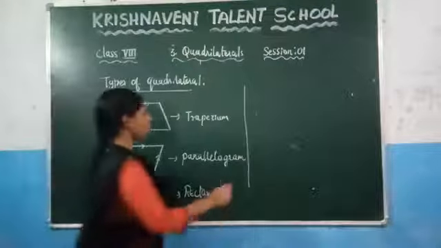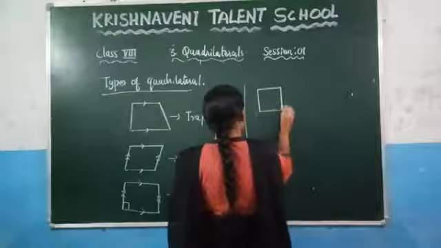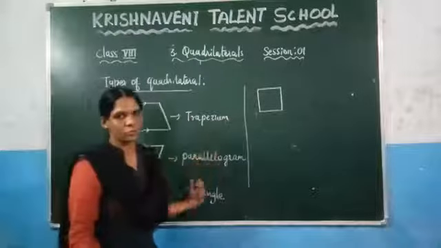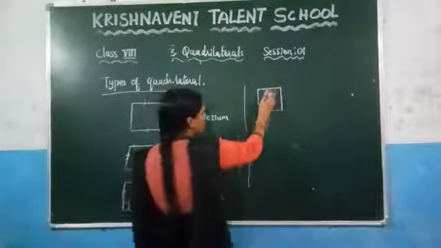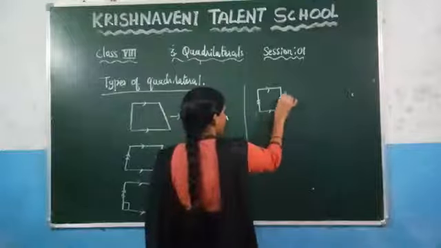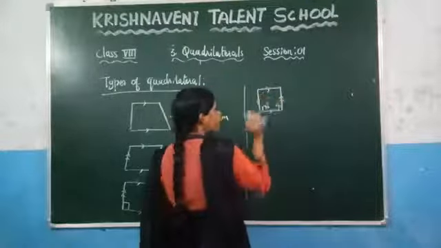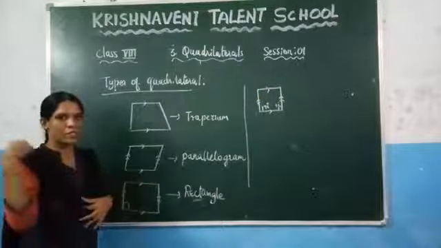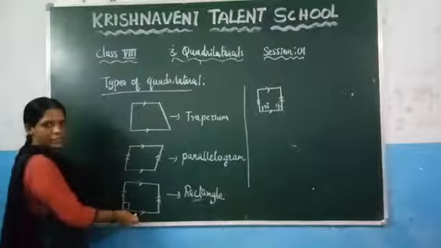See the next one. Consider this one. Now here, what is the difference between these two? Here you can observe that these two sides are parallel, similarly here also these two sides are parallel, and here the angle is 90 degrees. Clearly you can see the angles are 90 degrees. Then what is the difference between those two? Here you can observe that these two sides are equal in this case.